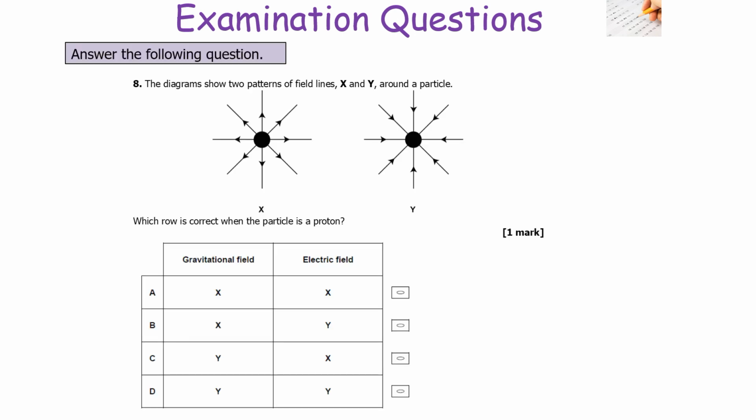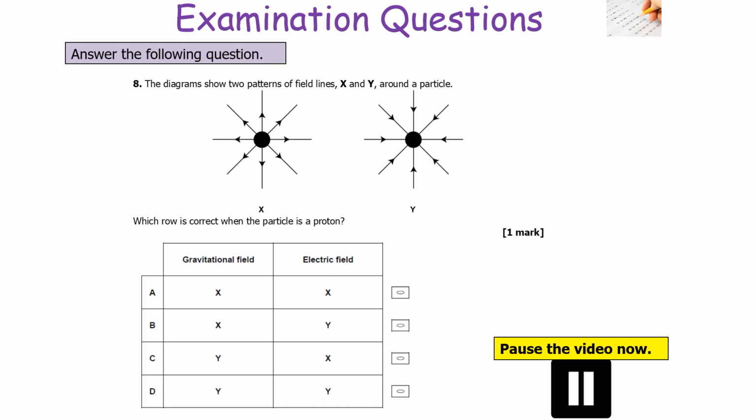The next question says, the diagram shows 2 patterns of field lines X and Y around a particle. Which row is correct when the particle is a proton? So pause the video now, then unpause the video when you want to go through your answer.